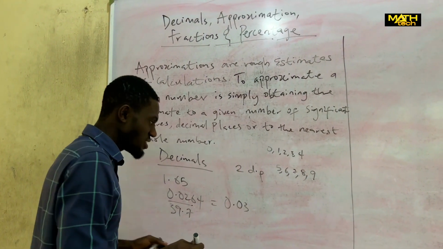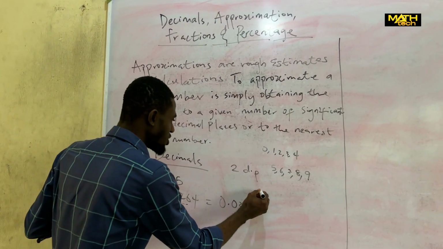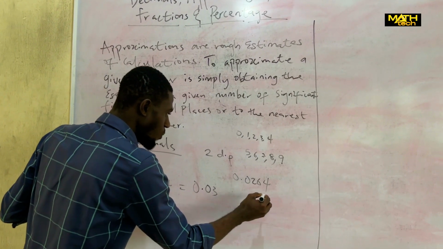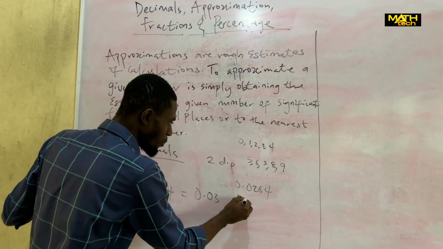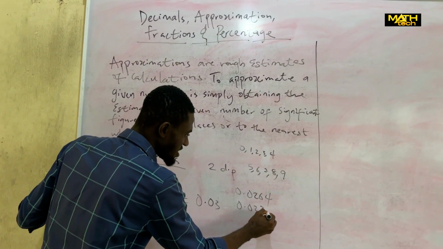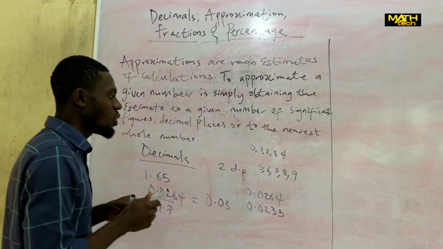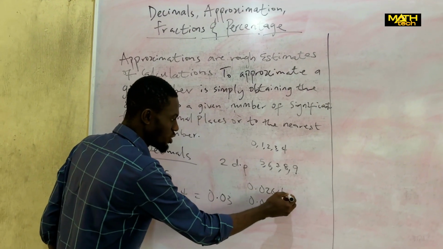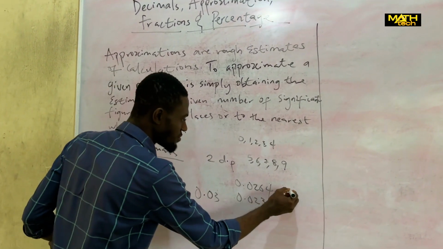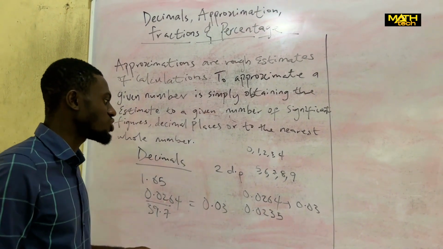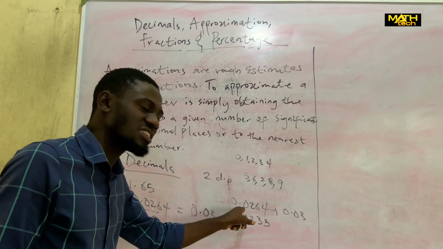Let me say it again. Now let's say we are having 0.0264, and we're also having 0.0235. Now, if we are asked to approximate this to two decimal places, which we have done here, we will have 0.03. Now, why are we having 0.03? Don't forget the two decimal places. That's after the decimal point.